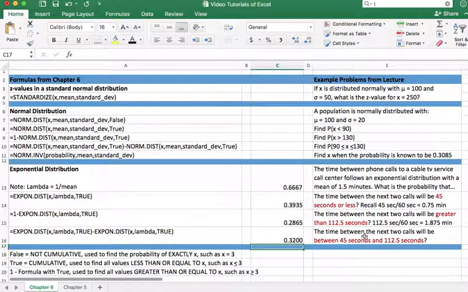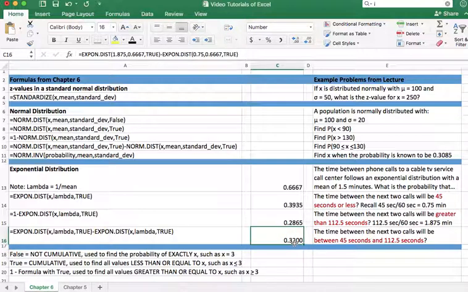So the probability that the time between the next two calls will be between 45 seconds and 112.5 seconds is 0.32. Now recall all these are in decimals, so if we were to talk about it to someone in terms of probability, we would convert this to percentages, right? So in this case, this is a 32% chance that the time between the next two calls will fall between 45 seconds and 112.5 seconds.